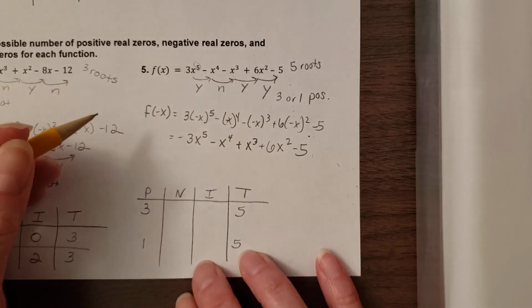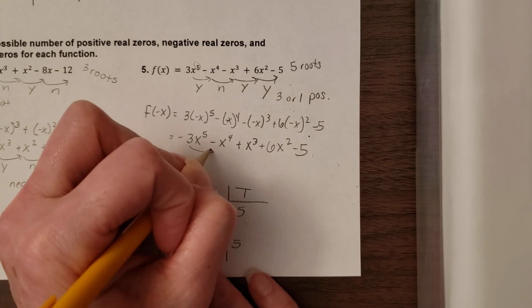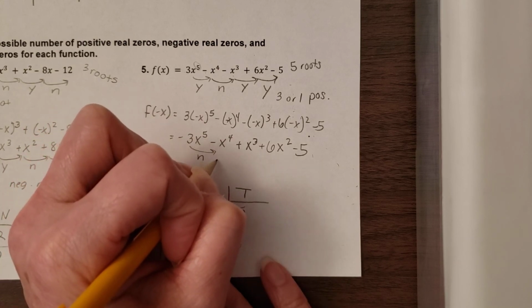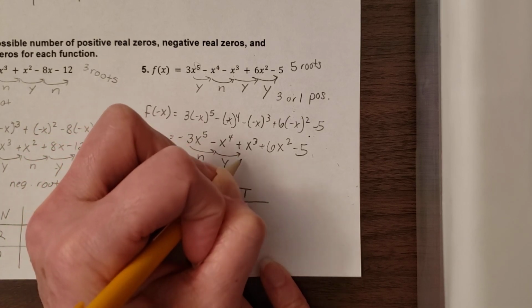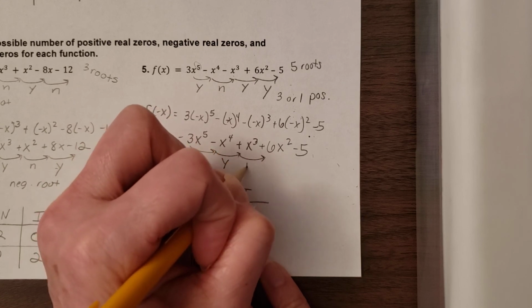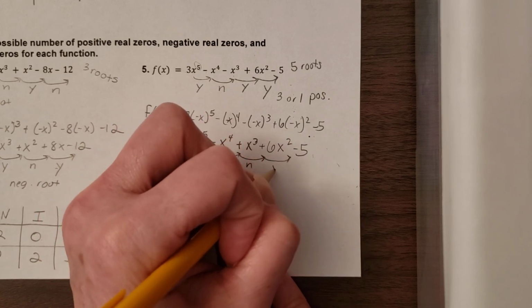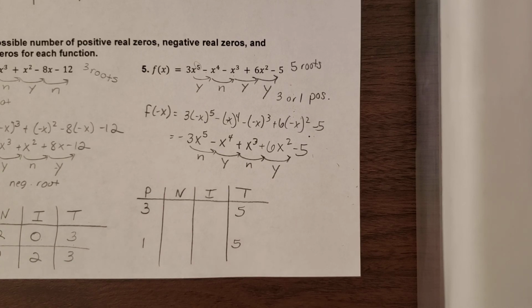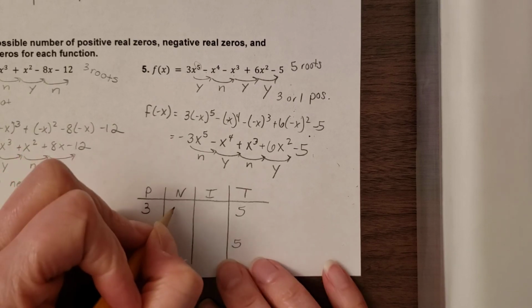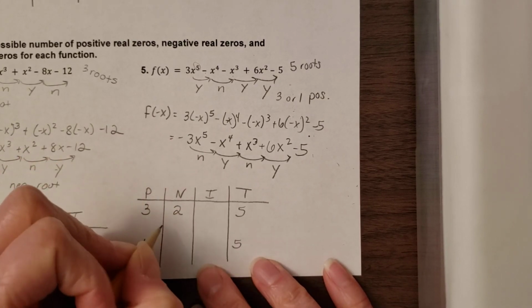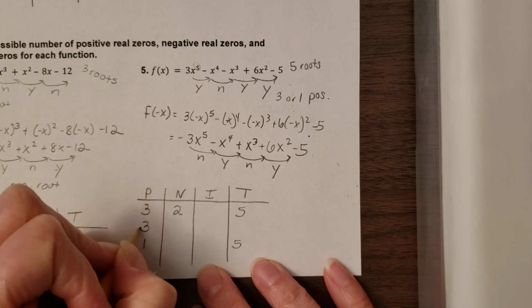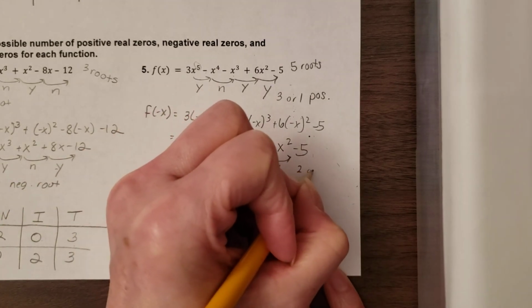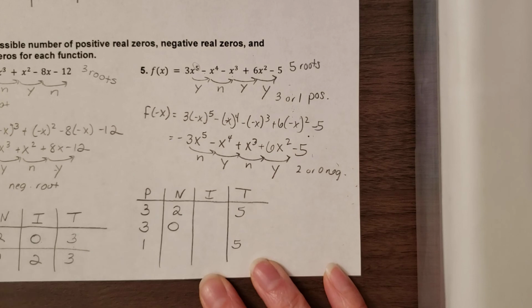All right, let's take a look. Negative scenario. First to second, sign change? Nope. Second to third? Yep. Third to fourth? Nope. Fourth to fifth? Yep. So negatives, there's 2 or 0, which means now we have multiple scenarios, right? Negatives could be 2 or 0. So we have 2 or 0 negative, that helps.